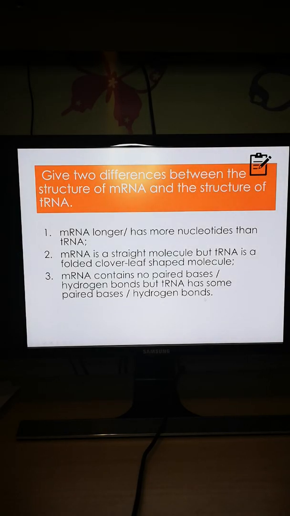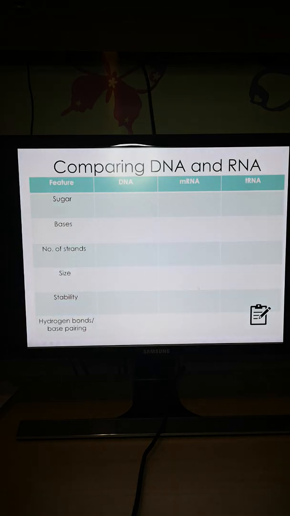Okay, so there are your 3 mark points, and that has been up as an exam question now, so you can see this is a new spec mark scheme. Okay, task, and you're going to have to pause on this one. Copy out the table and then complete it for DNA, mRNA and tRNA.